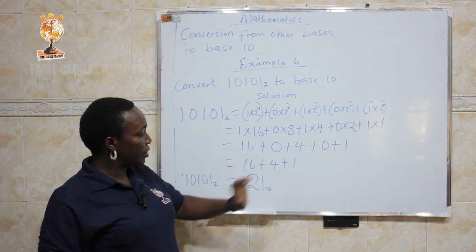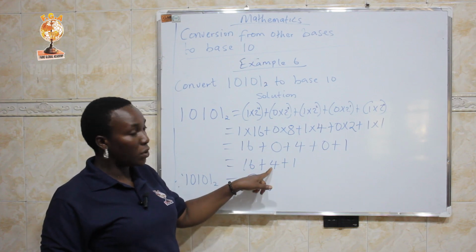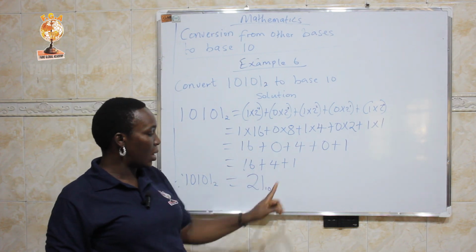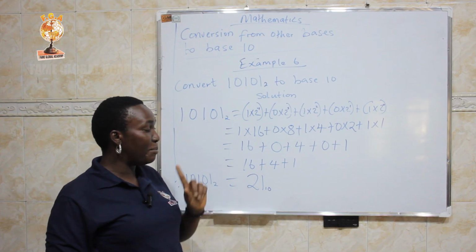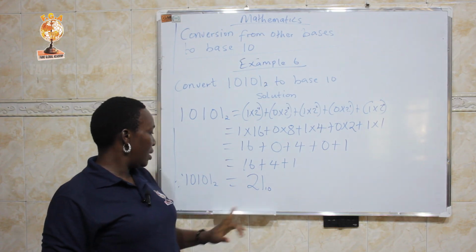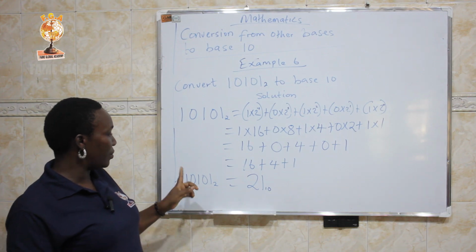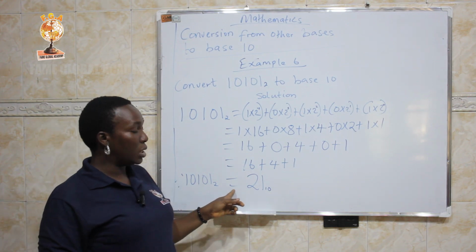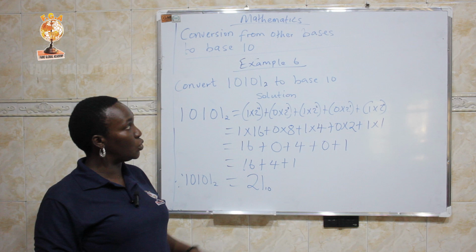So you add everything together: 16 plus 4 will give you 20. 20 plus 1 is 21 base 10. Don't forget that. So our final answer is 10101 base 2 is equal to 21 base 10.